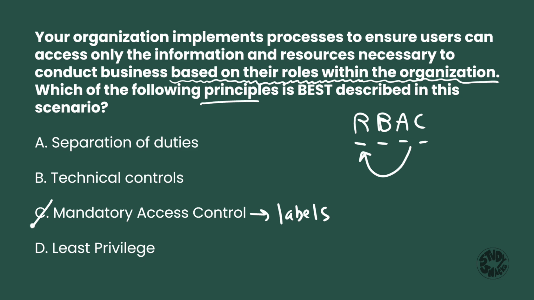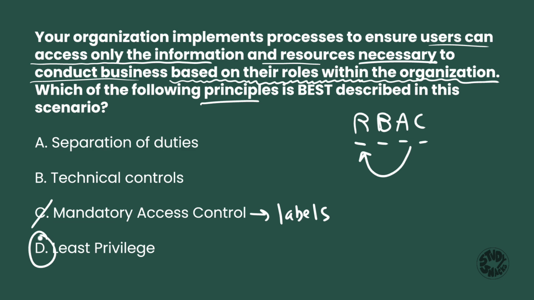And I realized the part of the stimulus that they actually care about is when it says that users can access only the information and resources necessary to conduct business or do their jobs. In other words, when we give users access to just the things that they need to do their job and nothing more, basically just giving the bare minimum and nothing beyond that, what is that called? That's right, it's called least privilege.